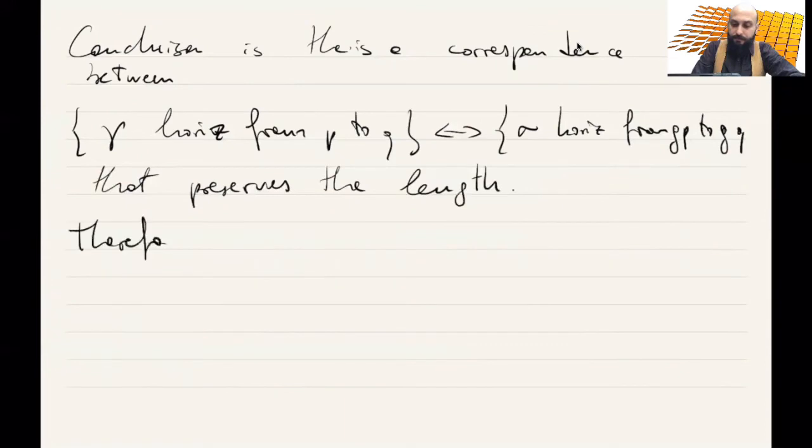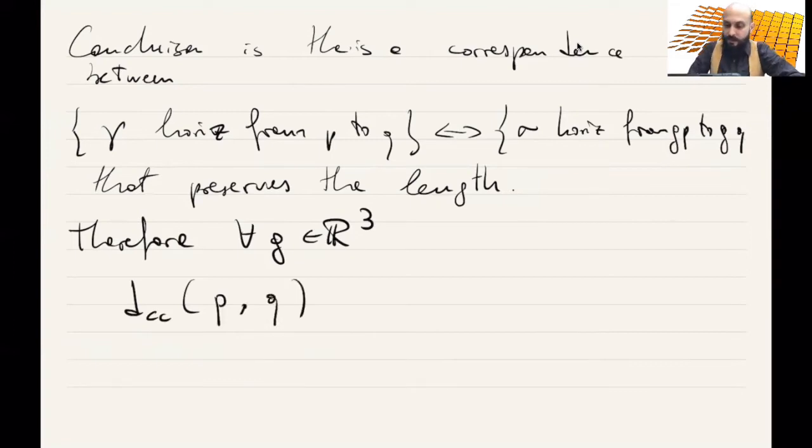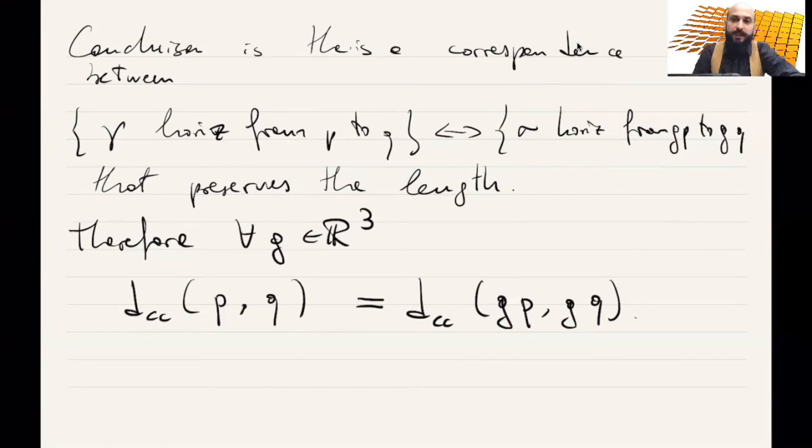Therefore, for every g, the distance, so if we infimize the length of the curves between P and Q, we obtain the same thing as infimizing over the curves from gP to gQ. In other words, left translations are isometries. The space is isometrically homogeneous. Every point can be sent to any other point by a left translation.